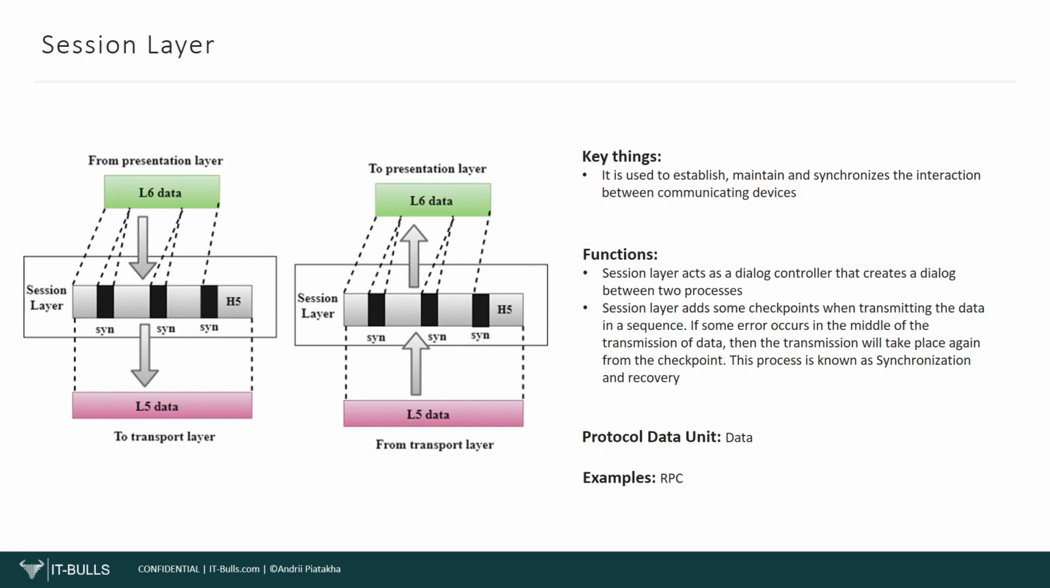As the protocol data unit used on this layer, we use the term data. It is any sequence of one or more symbols. RPC may be considered as one of the examples of the session layer. RPC stands for Remote Procedure Call. It is when a computer program causes a procedure to execute on a different computer, which is coded as if it were a local procedure call without the programmer explicitly coding the details for the remote interaction.